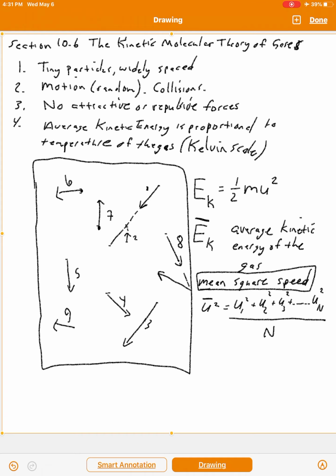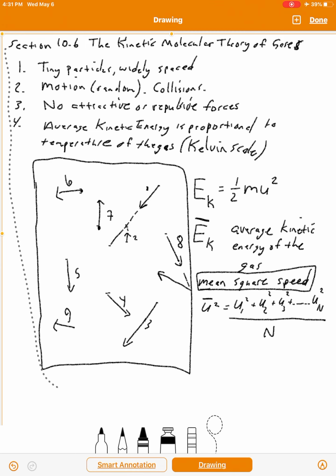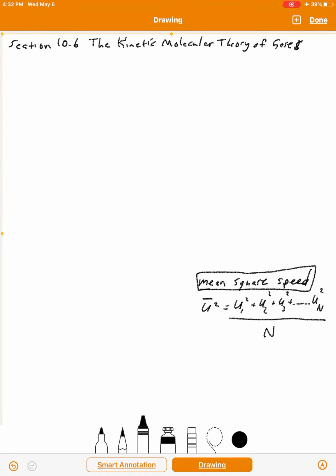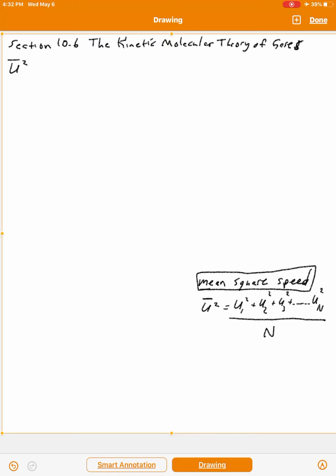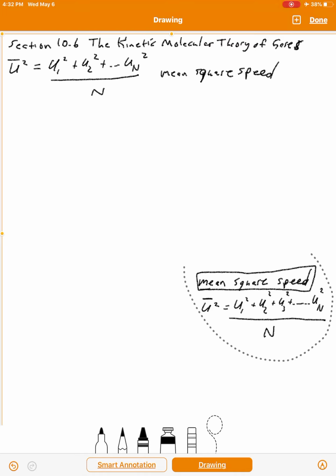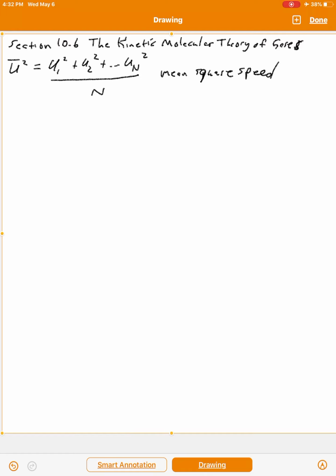Now, let's go a little bit further here, and let's talk a little bit more about what we call molecular speeds. So let me make a little space here. And I'm going to come back up here and just write a simplified form of this. And that we call the mean square speed. Not mean as in not nice, but mean as in average. Okay. Now let's talk a little bit more about molecular speeds. Remember, these particles are in motion.